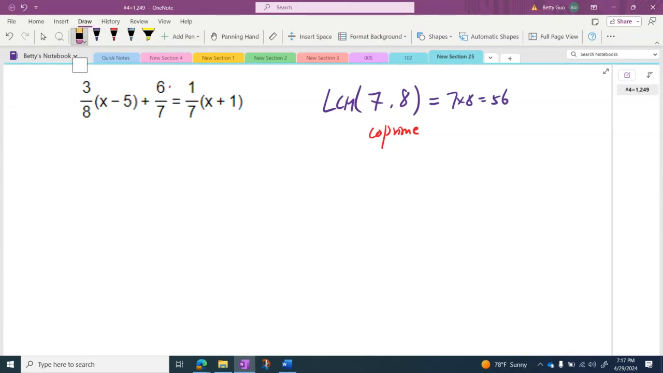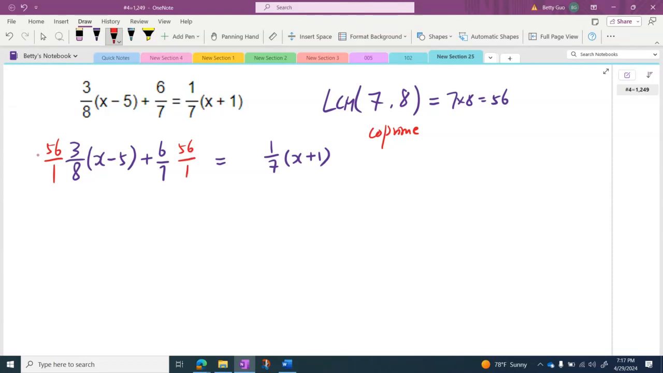No, let me just redo it. So I'm going to rewrite the equation and leave the space. Multiply by 56 here, multiply by 56 here, multiply by 56 here. And let's see, how do we use butterfly to simplify, to remove the denominators. 56 over 8, 7. 7 times 3, 21.